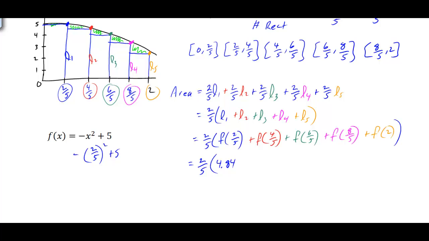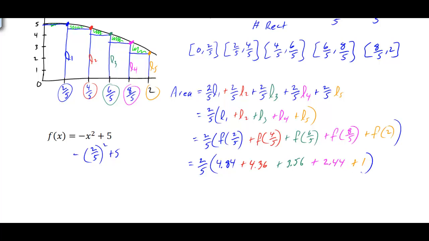And then we're going to take 4/5 and plug that in for x, and we'll get 4.36. And the same thing for 6/5, and we get 3.56. And if you plug 8/5 into the function, we get 2.44. And if we plug in 2, clearly you're going to get negative 4 plus 5, so that would simply be plus 1.